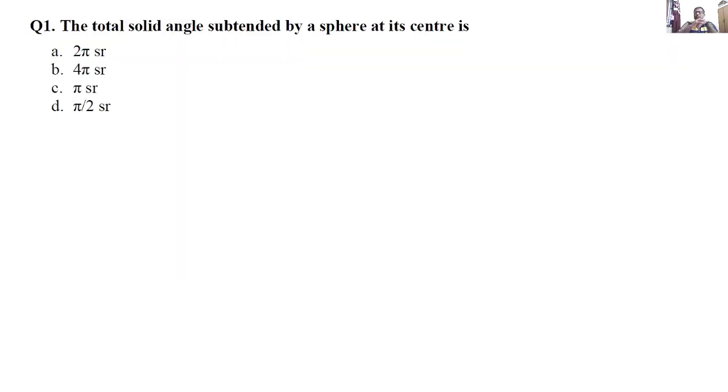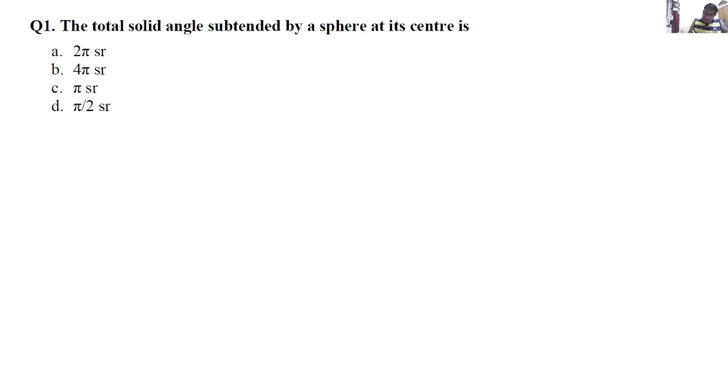So we would be first of all solving a few questions today, and then we will be moving into some of the concepts which were discussed in the class by Professor Ishwar, and then we will again proceed into solving some more questions. So the first question is basically the total solid angle subtended by a sphere at its center, is it 2 pi steradian or 4 pi steradian or pi steradian or pi by 2 steradian?